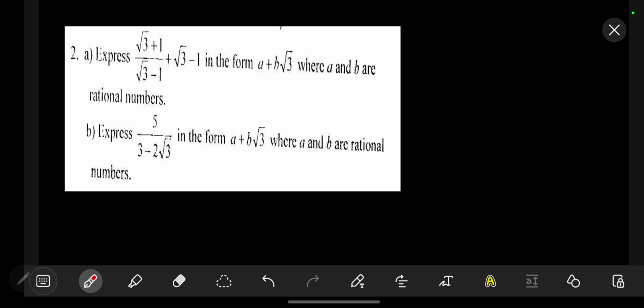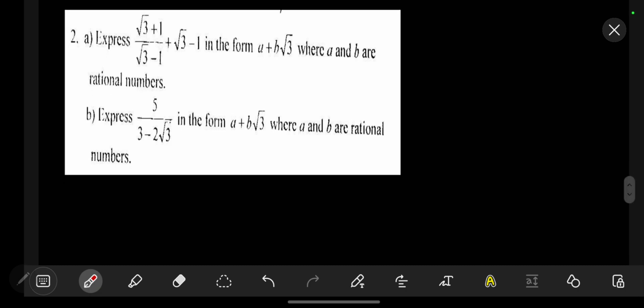So let's say we have expressed in the form a plus b square root of 3, where a and b are rational numbers. It means, as long as they have given you this, they don't want a radical at the denominator. The radical could be there on the numerator, but not on the denominator. So we have the square root of 3 plus 1 over the square root of 3.